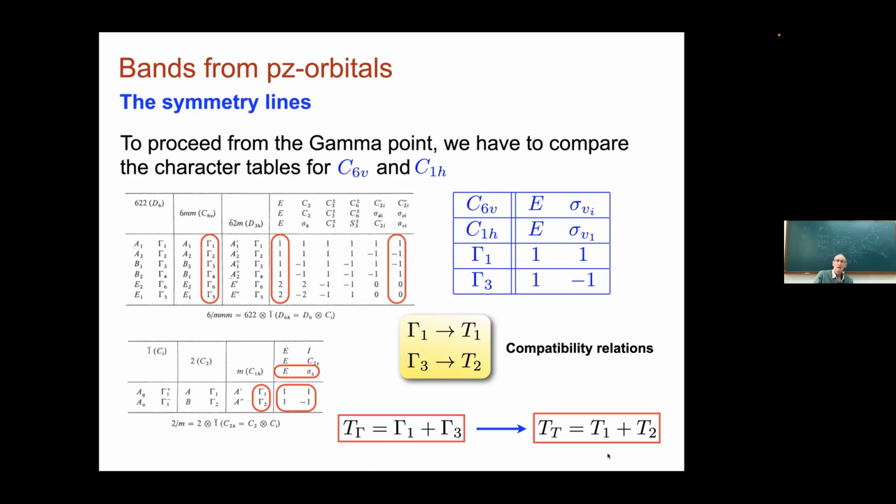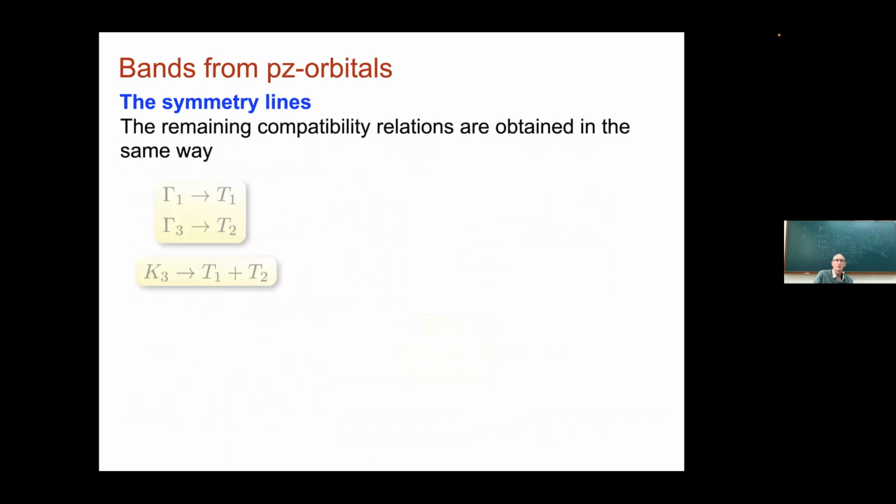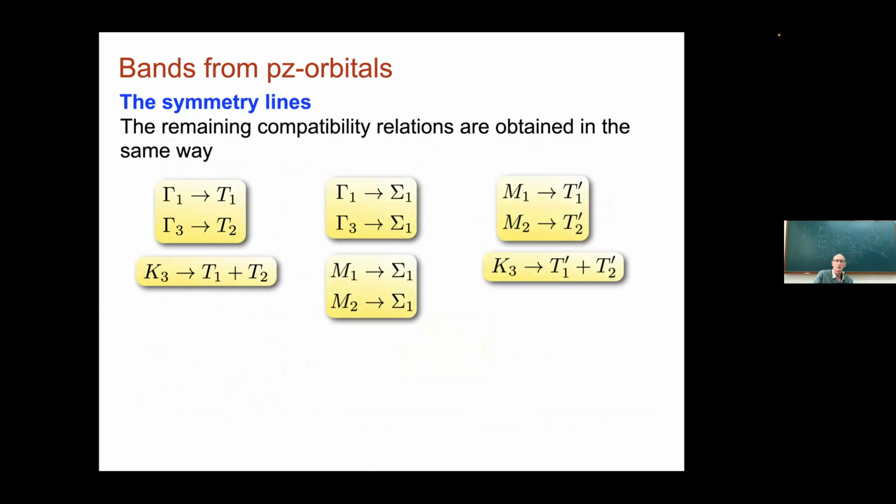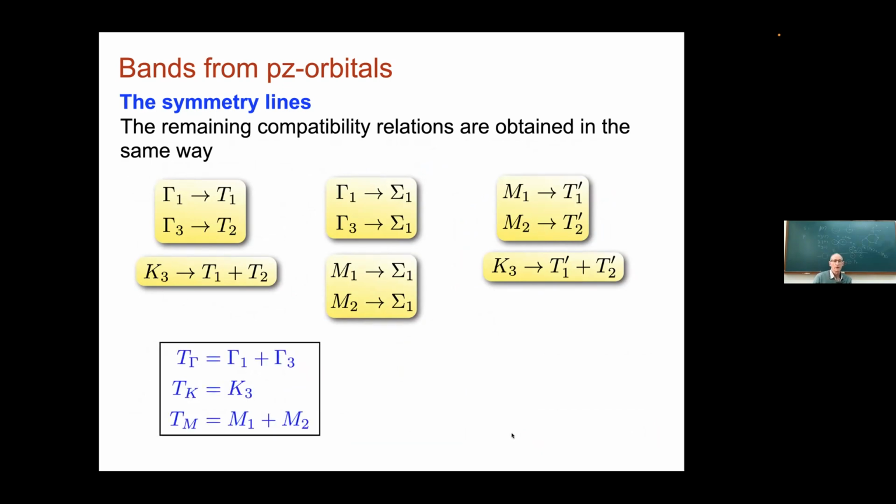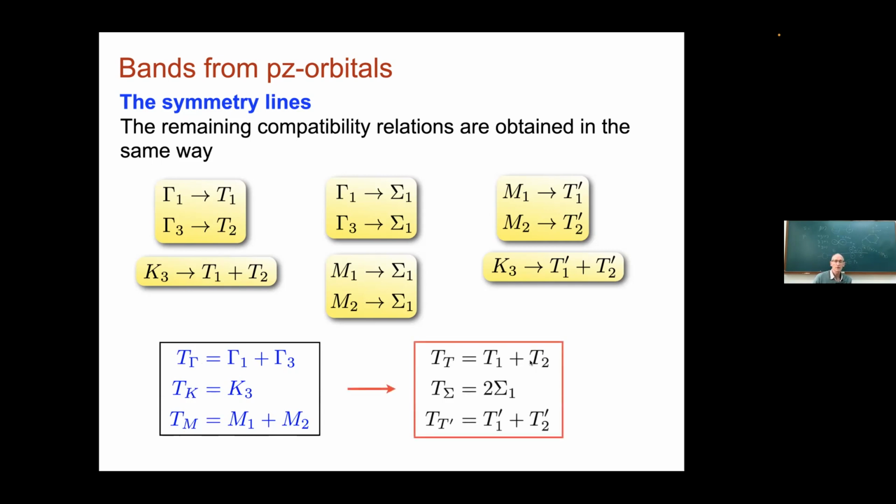And that's what one usually does for the lines. Nobody studies the lines explicitly, you just use subduction. So you can do that in the same way for all the other subductions, and you'll do that in an exercise at home. It's very simple. And then from these decompositions at the gamma, K, and M points that we already knew, we immediately find the decompositions at the lines.